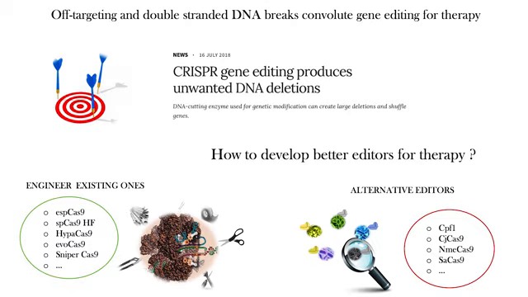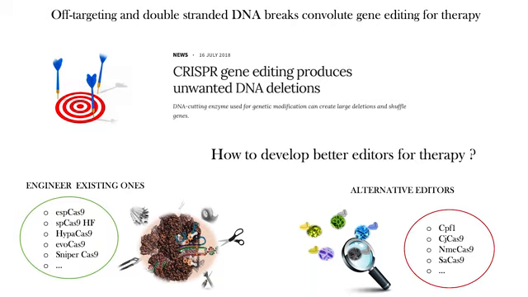And the research all around the world over the last few years has been on how to develop better editors for therapy. It seems there are two major ways by which one can do this. One is to engineer the existing ones, by substrate-linked evolution or by rational design, etc. A large number of evolved or engineered Cas9s have been described.